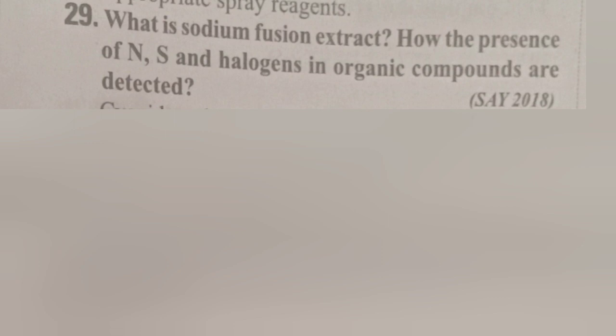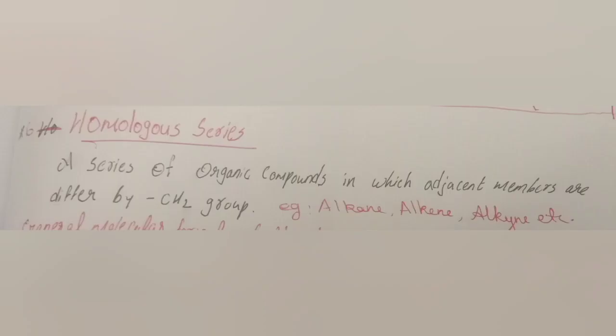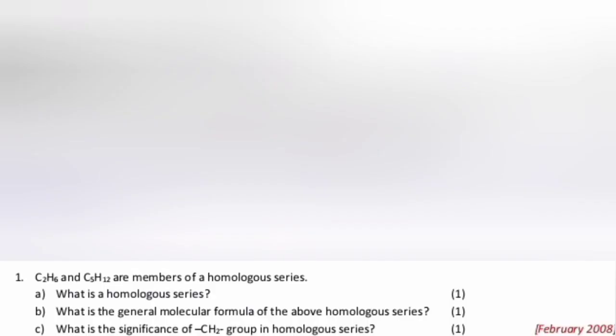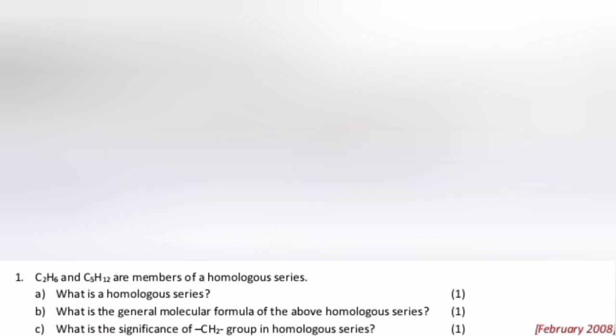2018. What is homologous series? Answer: a series of organic compounds in which adjacent members differ by a CH2 group. Example: alkane, alkene, alkyne, etc. What is the general molecular formula of the above homologous series? Answer: CnH2n+2. What is the significance of the CH2 group in homologous series? Answer: in a homologous series, if we add a CH2 group to a member, we get the next member.